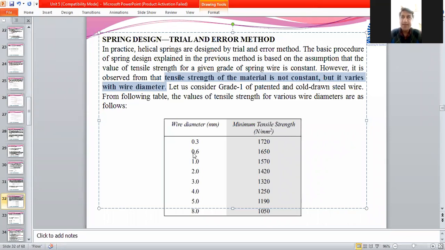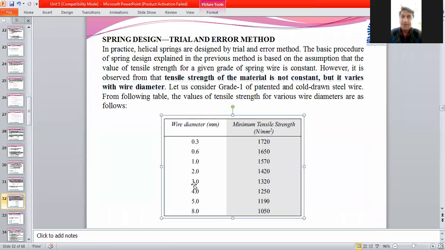Getting? Now, for example, we are going to consider grade 1 patented cold drawn steel wire, and for that this table has been shown. From where this table is taken, I will tell you. This table is taken from the V.B. Bhandari 3rd edition book, Design of Machine Elements. Later on I am going to give the reference. I have taken this table from that.